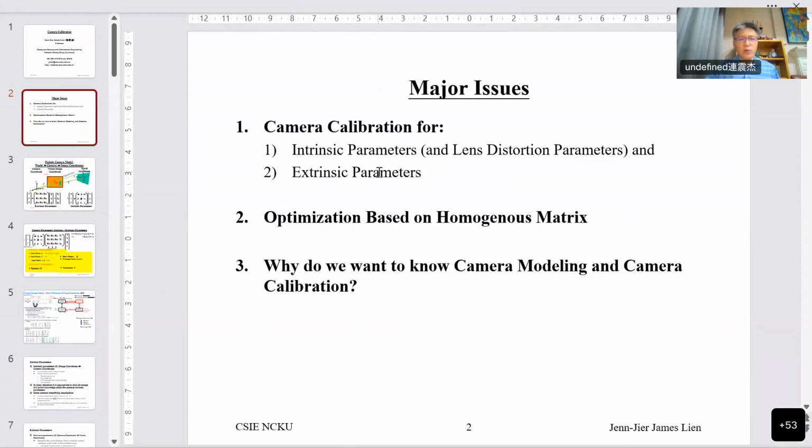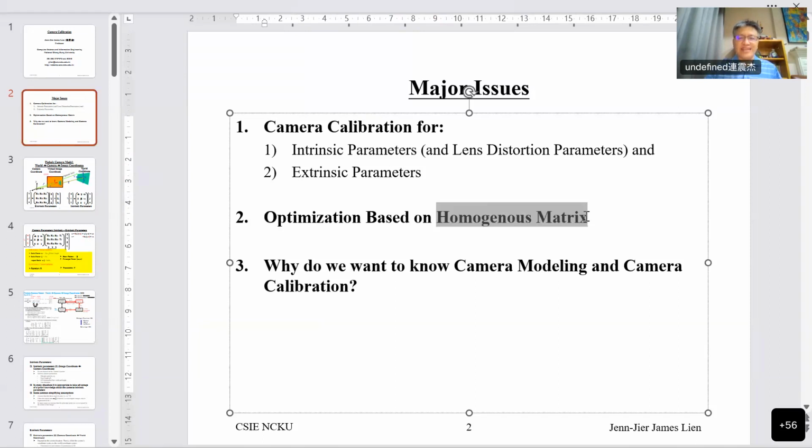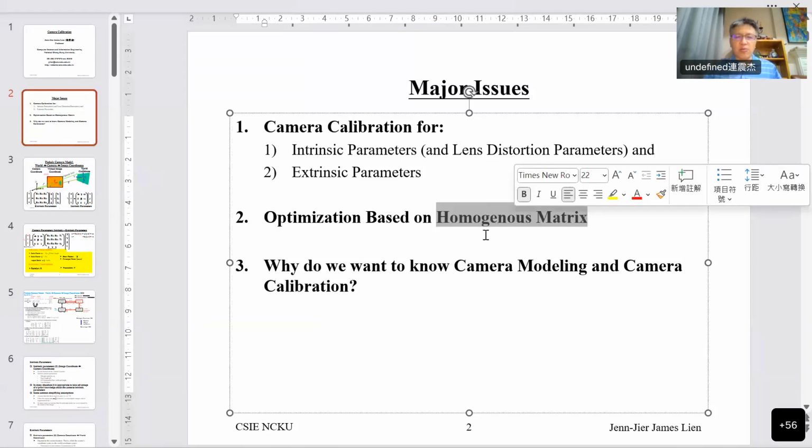An important one for camera calibration: we try to find the intrinsic and extrinsic parameters. If we try to solve for any parameters, no matter whether it is computer vision, machine learning, or deep learning, to solve linear combination equations we will use vectors and matrices. So we use a homogeneous matrix, and based on the homogeneous matrix, we try to solve it by an optimization method.